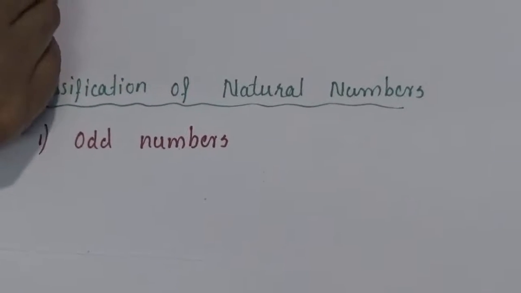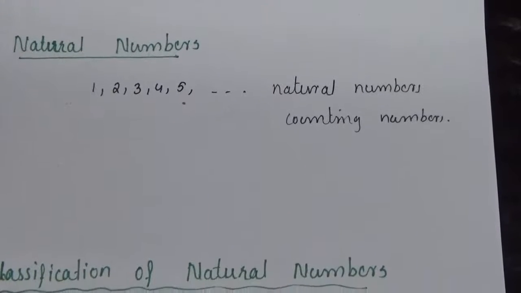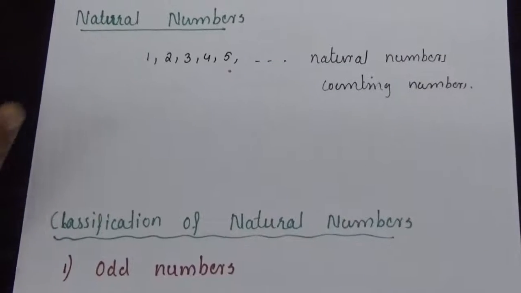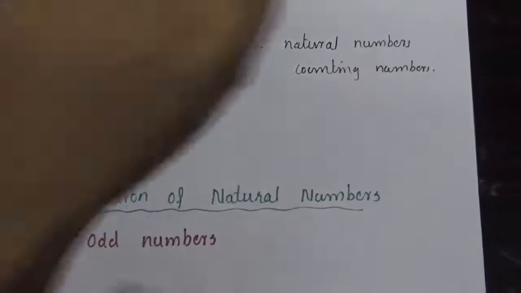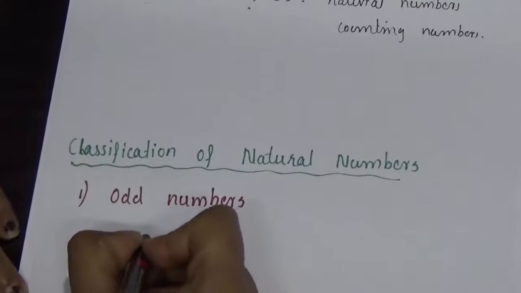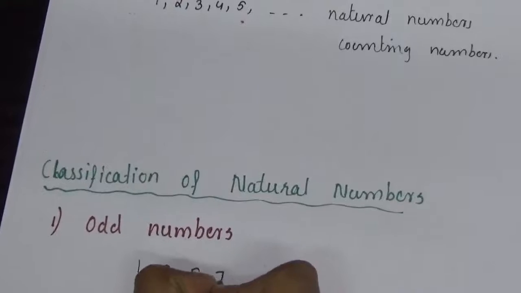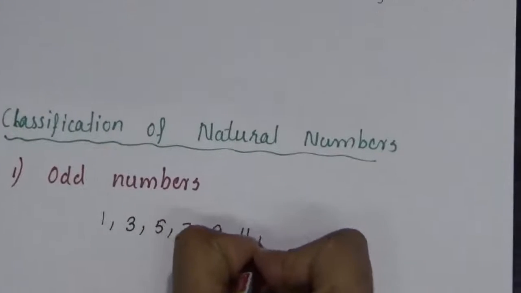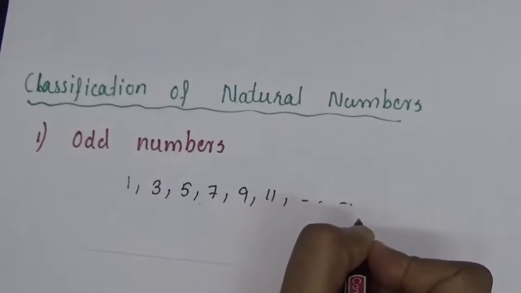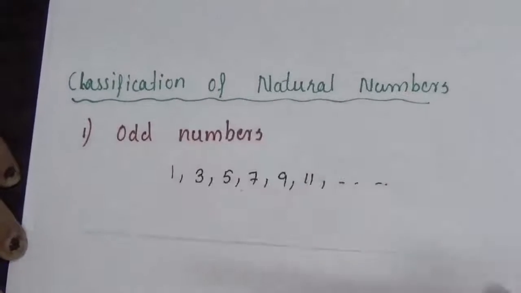In the case of natural numbers, half of the numbers are divisible by 2 and half are not divisible by 2. The numbers which are not divisible by 2 are called odd numbers. So what are the numbers which are not divisible by 2? In natural numbers, that is 1, 3, 5, 7, 9, 11, etc. These numbers are called odd numbers.